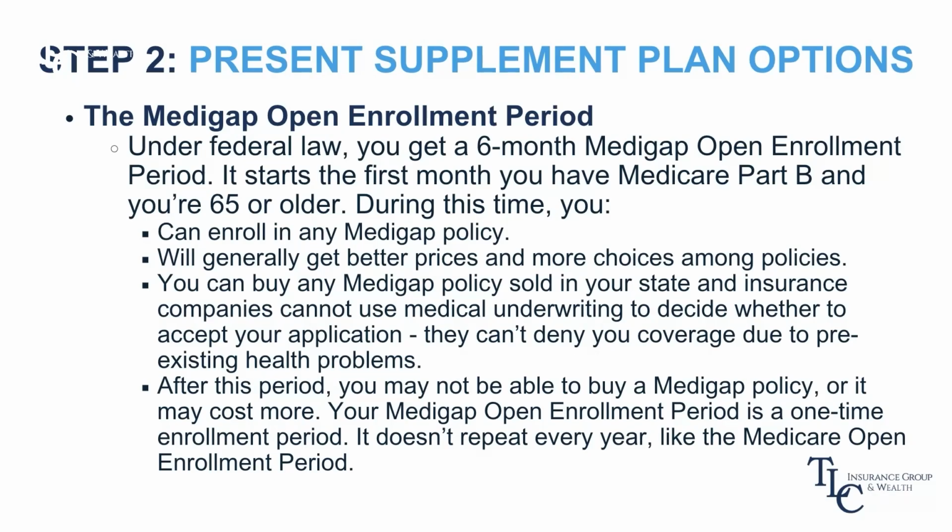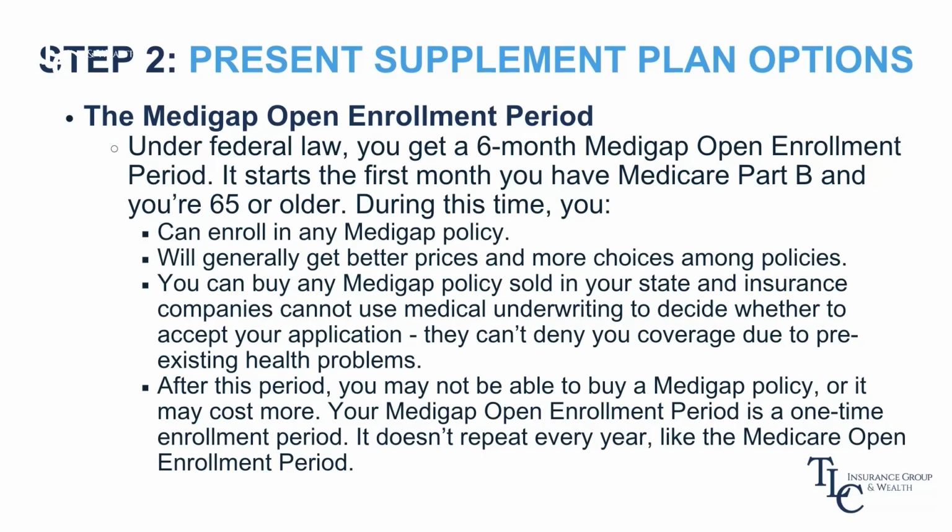All this information is pulled from Medicare.gov, so during this time, you can enroll in any Medigap policy. You will generally get better prices and more choices among the different policies. You can buy any Medigap policy sold in your state, and insurance companies, importantly, cannot use medical underwriting to decide whether to accept your application, and they can't deny you coverage due to pre-existing health problems.